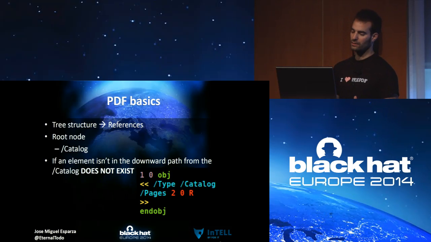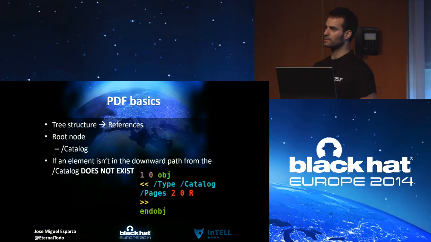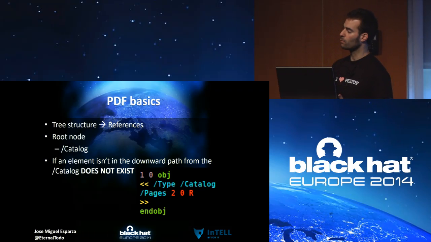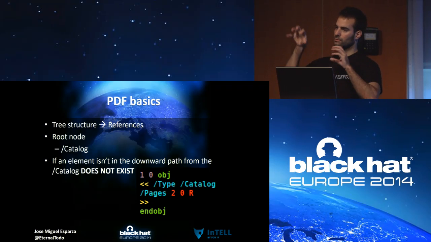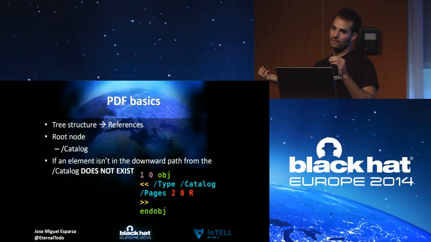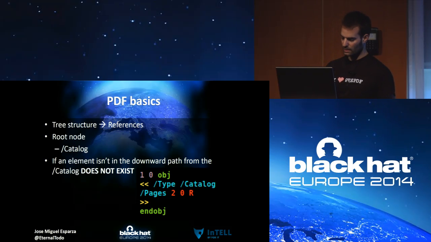And there is the catalog, what I was talking about before. The PDF has a tree structure, where the catalog is the root. So that's the first thing that the PDF readers are going to read. They will check the trailer to know what the catalog object is. Then they will check this object, and they will continue getting the other objects. If an object is not included in the downward path from the catalog, it doesn't exist for a PDF reader.